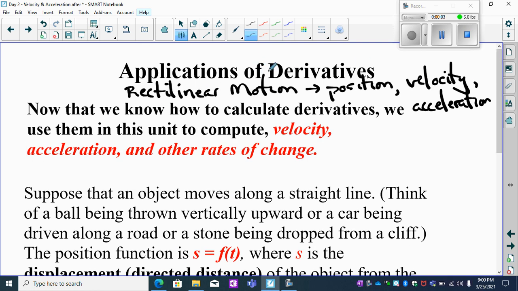All right, folks, in this video we're going to look at some more applications of derivatives. Mainly we're going to focus today on rectilinear motion, which are problems that involve position or displacement and velocity and acceleration. And the long and short is the first derivative of the position function is the velocity function, and the second derivative is the acceleration function.